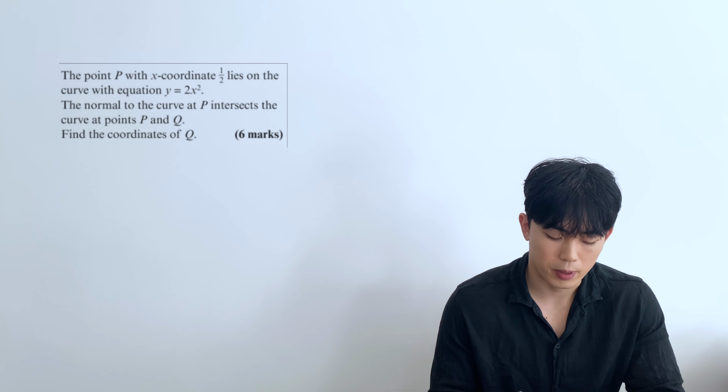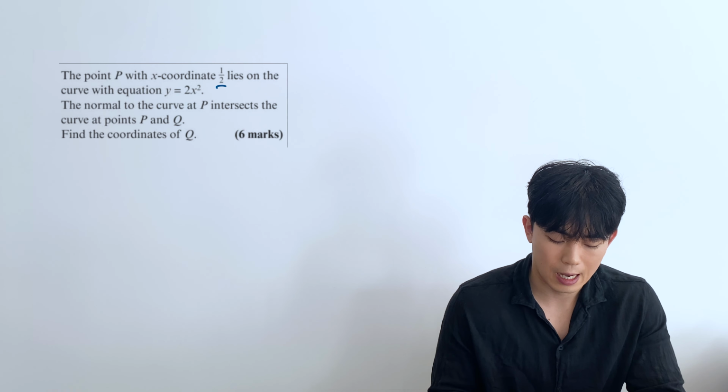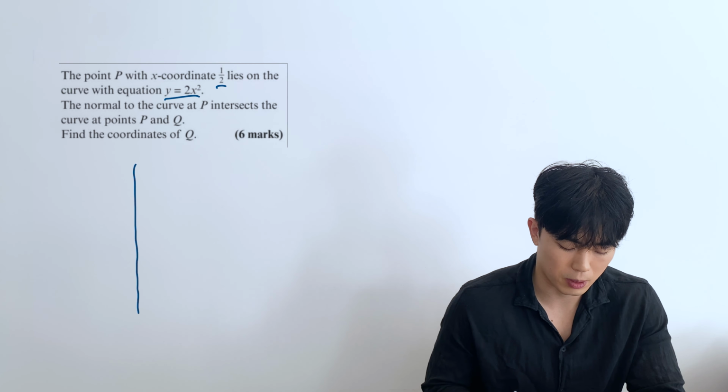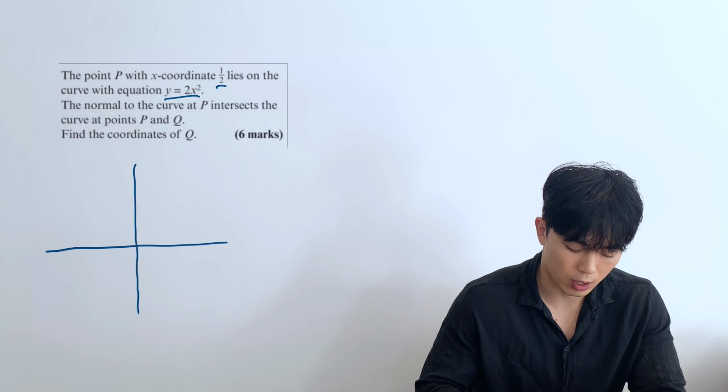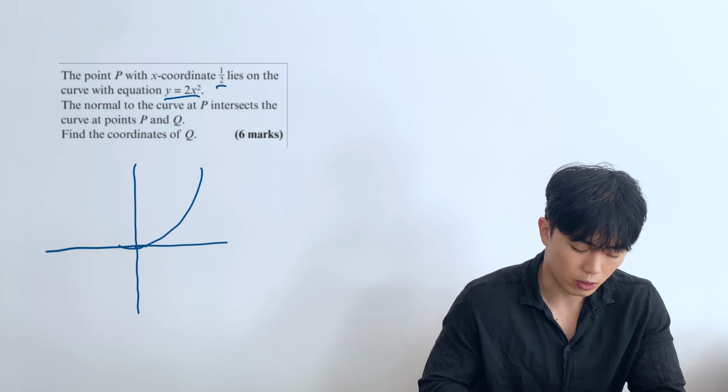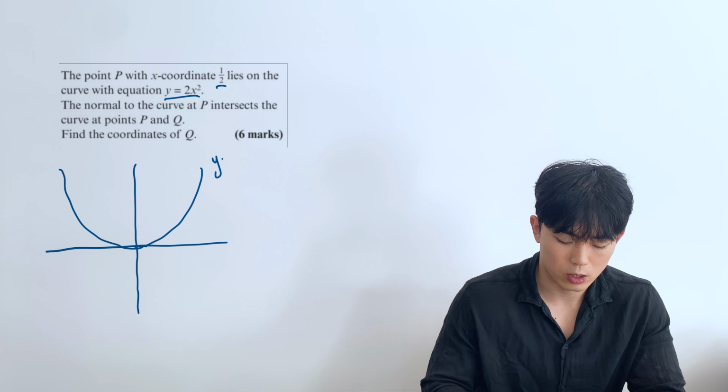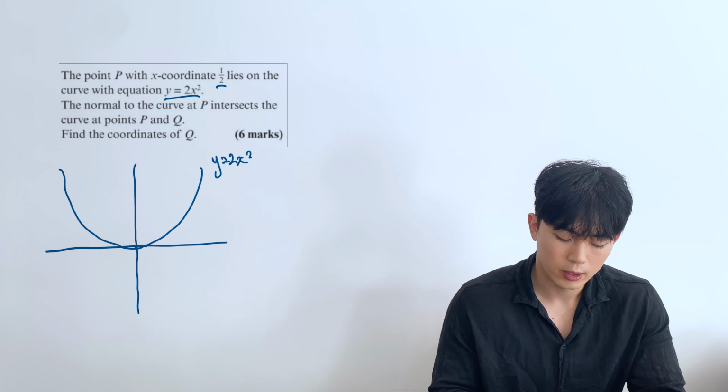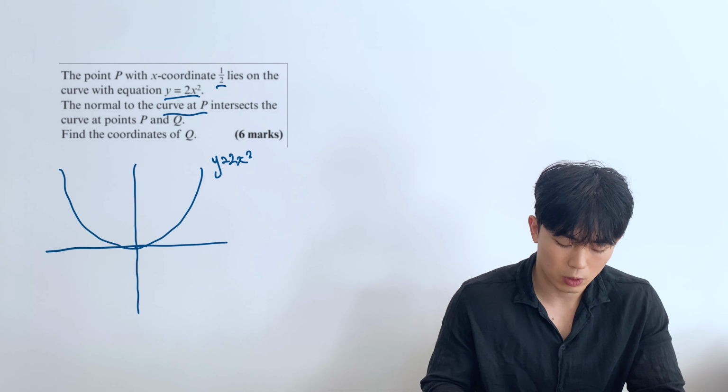So we have the point P with x coordinate a half, and it lies on the curve with the equation y is 2x squared. So let's just draw that again, just to visualize it a bit more. So it's an x squared graph, like so. So y is 2x squared. The normal to the curve at P, so P is at a half, comma 1 over 2, right? So this is P here.